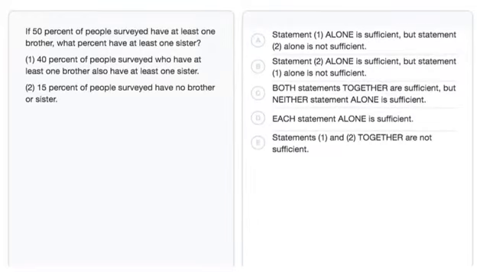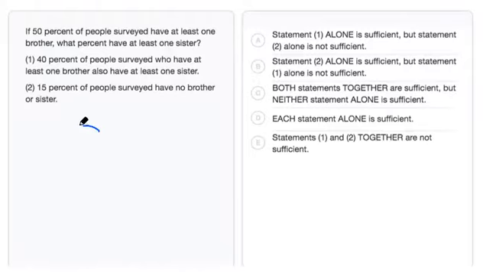To solve this data sufficiency question, we'll go ahead and consider each statement separately first and then together if needed. Before diving into the statements on their own, let's interpret the information given in the question. We have some overlapping sets here, so we can construct some Venn diagrams to help us out in terms of our variables and give us a visual of the situation.